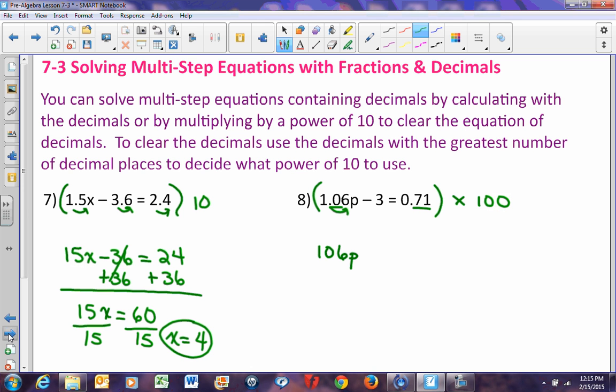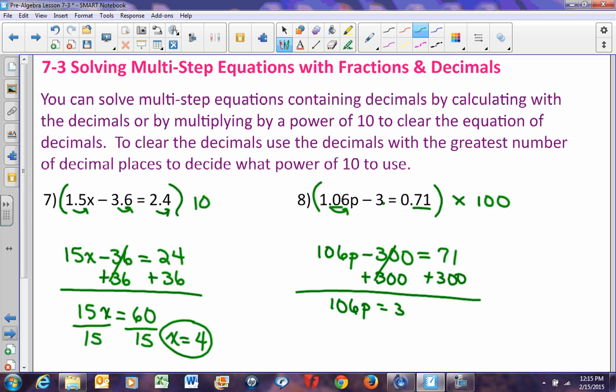Remember, 3 means the decimal is behind it. So 3 times 100 becomes negative 300, and that's going to equal 71, because we moved the decimal point 2 places to the right for every single term, because that's multiplying by 100. So now I have 106p minus 300 equals 71. So I will add 300 to both sides of the equation. Those will cancel out. 106p equals 371.